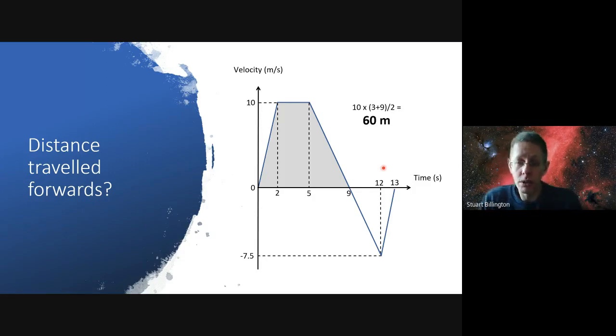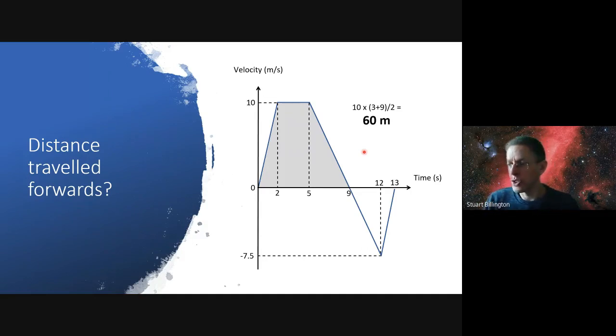Alternatively, you could have done the area of the triangle. This is a half base times height, so that's a half times 2 times 10, which is 10. This one's a half times 4 times 10, which is 20, so that's 30 altogether. And then we've got 3 times 10 in the middle, which is another 30, which gives us 60.